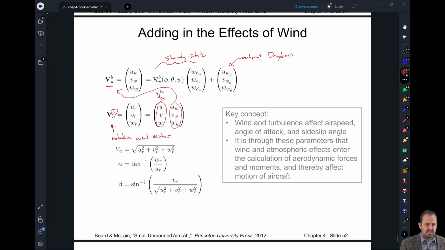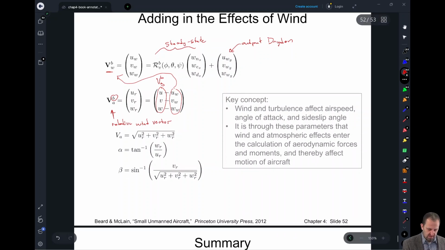Excellent. And then we can find our relative wind speed using this relationship, alpha using our inverse tangent relationship, and then beta. Recall that in chapter 2 we actually defined an inverse tangent relationship for beta as well. So we can now calculate our wind at each point in time, calculate our relative wind vector, and that will help us calculate our dynamics.